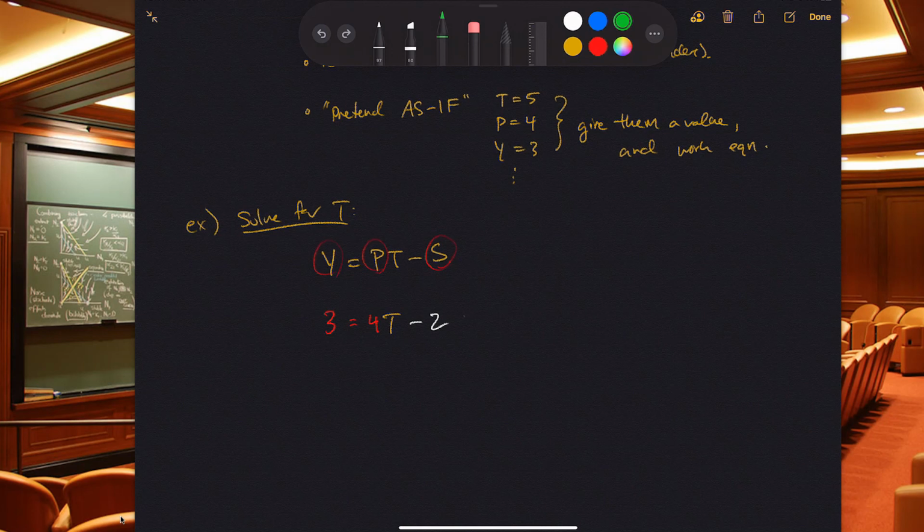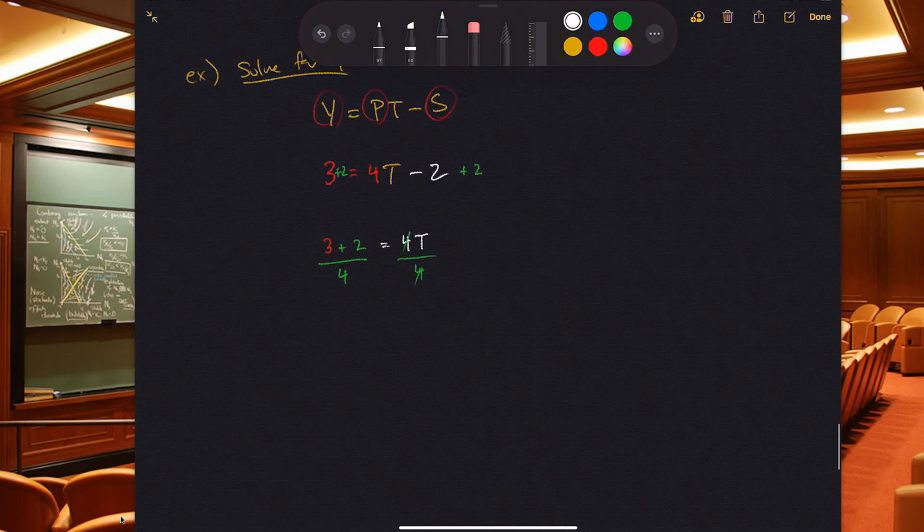So how would I deal with that? I would add 2 to both sides, right? And then I'd have over here 3 plus 2, and I'm not going to simplify it so that we can see something here. So I'd keep it as 3 plus 2, which we know in the back of our head is 5. And then to solve for t, what would we normally do? Well, we divide both sides by 4. So then this would cancel, and we'd be left with t equals 3 plus 2, all over 4.